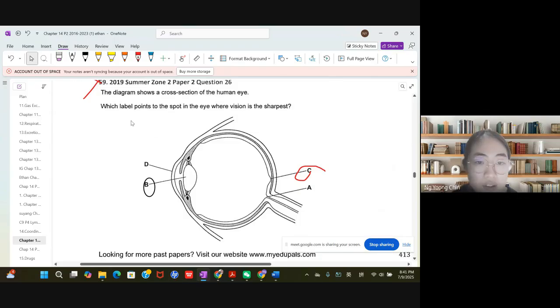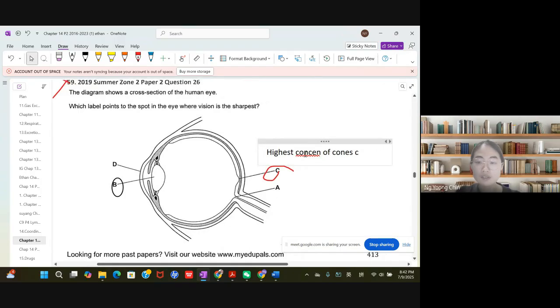Which label points to the spot in the eyes where the vision is sharper? So that's C, because why? C is the fovea. In the fovea, you have a higher concentration of cone cells, which are photoreceptors. So C, because you have the highest concentration of cone cells.